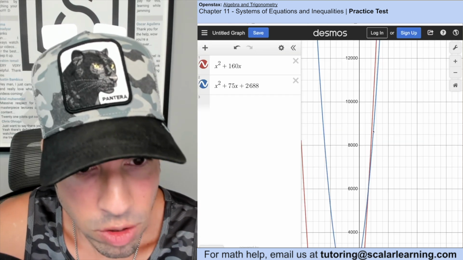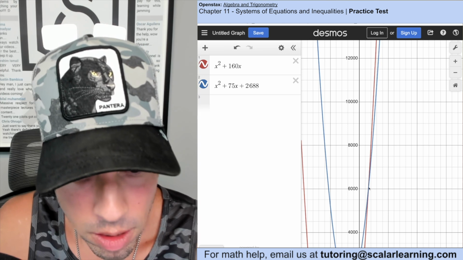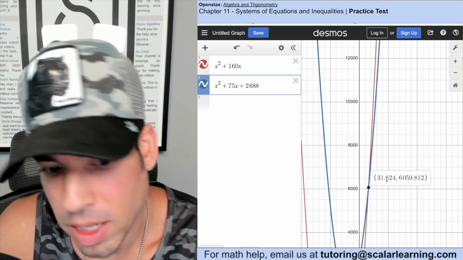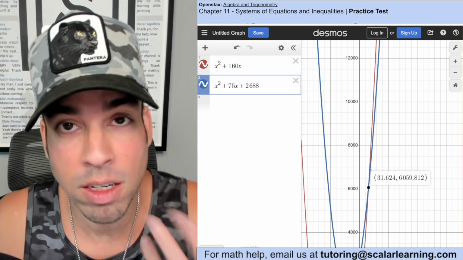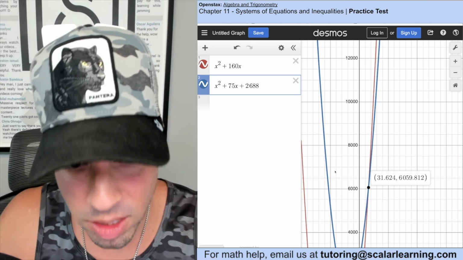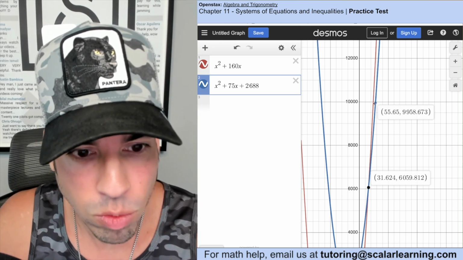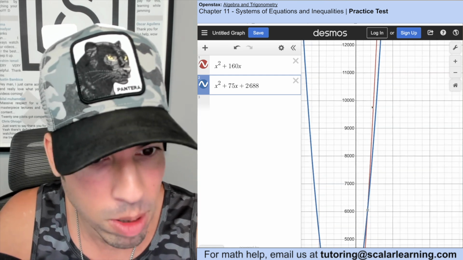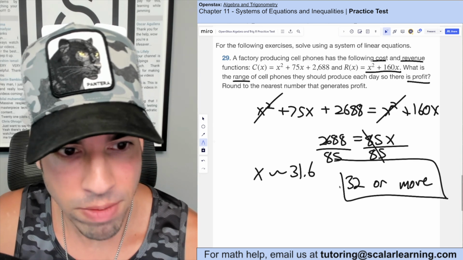And you can see here that the red function is the revenue, and it does indeed start beating the cost at this point. And that's what we calculated, right? 31.6. So as we get above, and again, I'm choosing a whole number, right? I'm not saying 31.6 because we're making whole phones. So 32 or more, and that's the point. And after that, the red function is always going to be above the blue function. Blue is again cost. So 32 or more is the final answer.